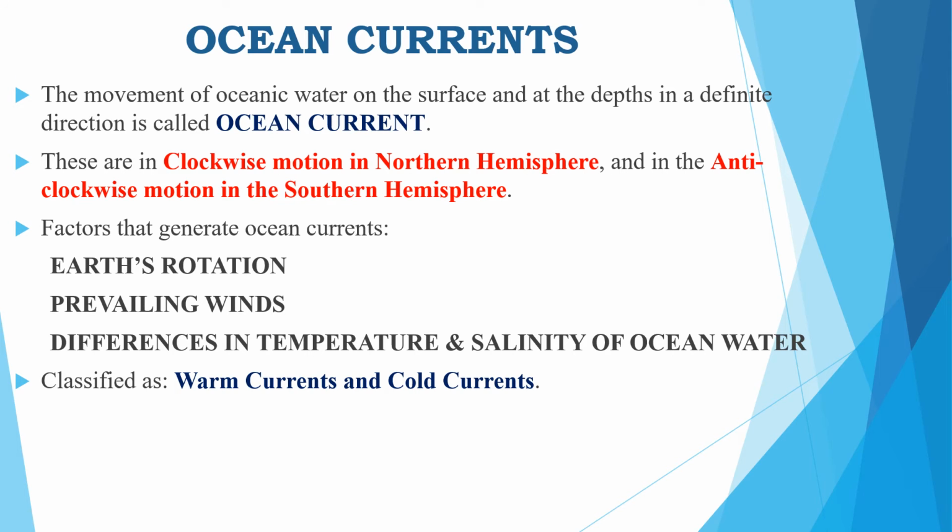Ocean currents. The movement of oceanic water on the surface and at the depths in a definite direction is called the ocean current. Ocean currents are in clockwise and anti-clockwise direction. They move in the clockwise motion in the northern hemisphere and in the anti-clockwise motion in the southern hemisphere. The factors that generate ocean currents are Earth's rotation, prevailing winds, and differences in temperature and salinity of ocean water. On the basis of temperature, these ocean currents are classified as warm currents and cold currents.